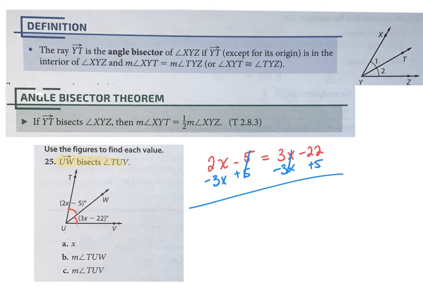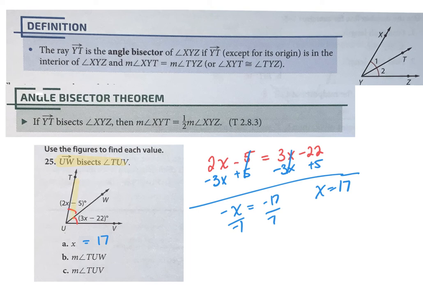All right, we get negative x equals negative 17. And then, of course, you have to divide by negative 1. So we have x equals 17. All right, so we know that one. What else do they want?